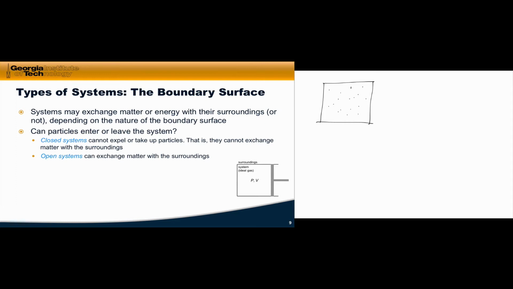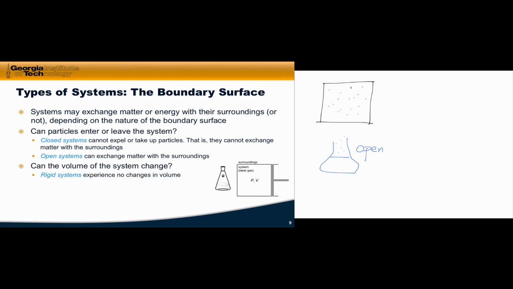Open systems can exchange matter with the surroundings, and a good example of an open system is a reaction flask that's open to the air. Particles can evaporate from the surface of the liquid and enter the surroundings. Furthermore, particles in the surroundings can enter the system. So matter can move in both directions, from system to surroundings and vice versa.